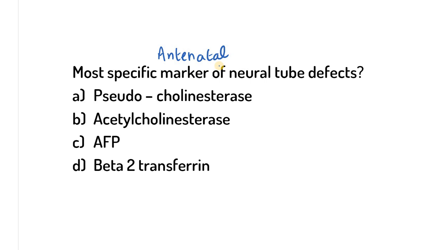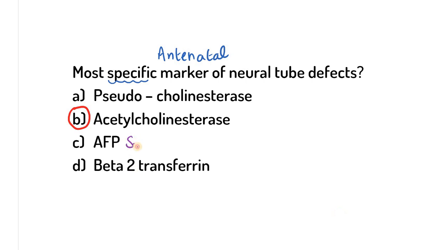There are two antenatal markers. One is acetylcholinesterase, which is the second option. Third is alpha fetoprotein, which is the third option. Among these two, which is the most specific marker? Please choose the answer as acetylcholinesterase, because even though commonly AFP is what we check for, that is not a specific marker. It can be elevated in other conditions also. You all know that. But acetylcholinesterase is elevated only in case of neural tube defect, and hence it is the answer for this question. So if they ask you specific marker, choose acetylcholinesterase.